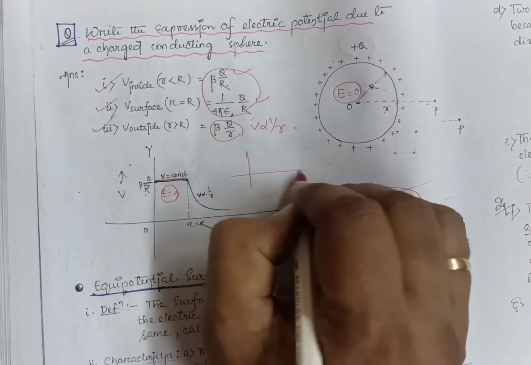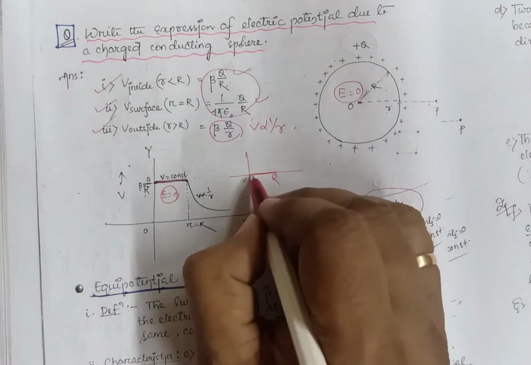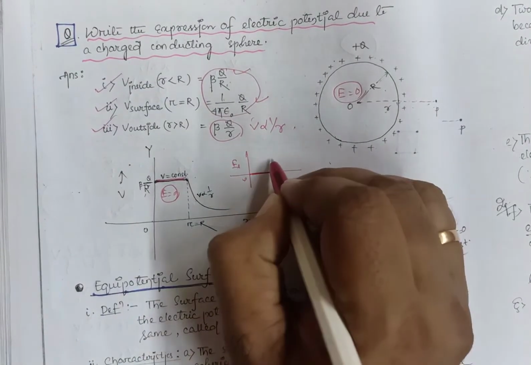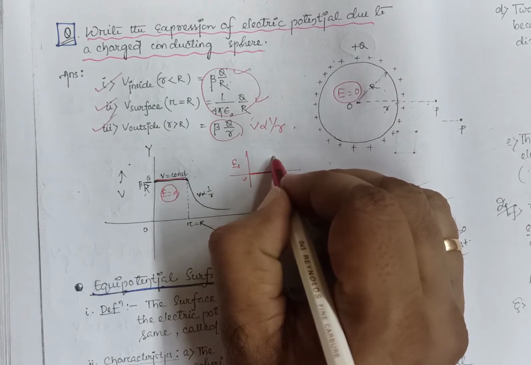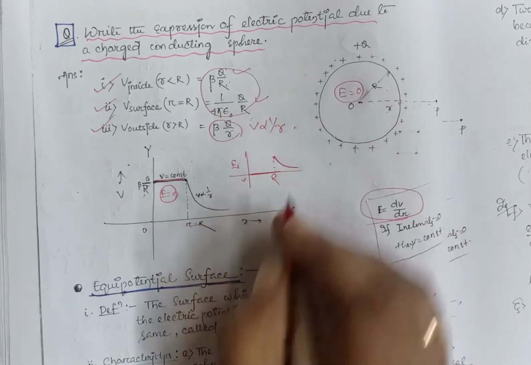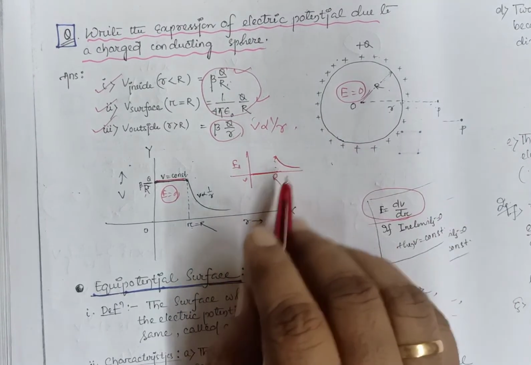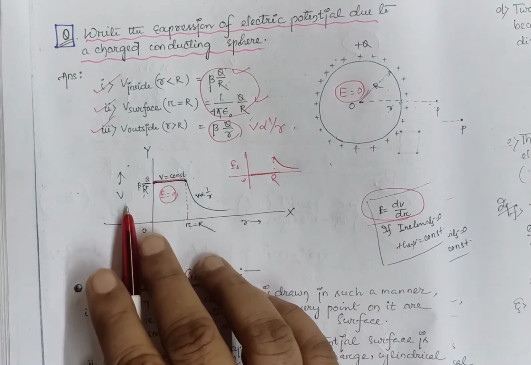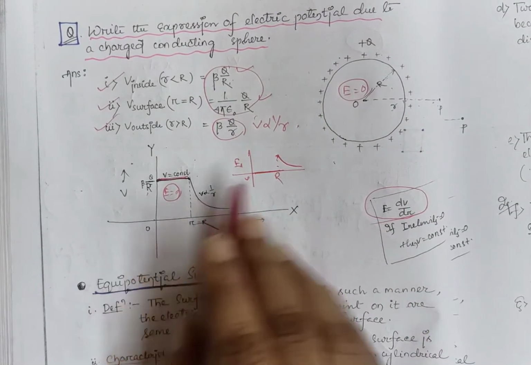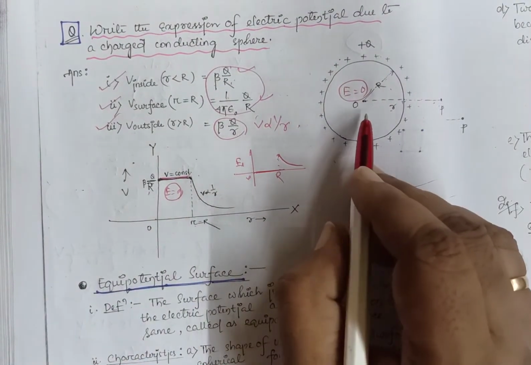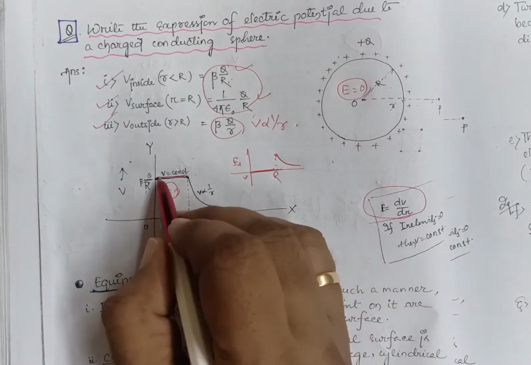If you want to plot the graph, up to R intensity will be 0, then the graph will be discontinuous. In the intensity class we have discussed the graph. This is the variation of intensity for a spherical conductor, and this is the variation of potential for a spherical conductor. Same nature of graph, only the inside is different. In case of intensity, inside the sphere it is 0, but potential is constant.